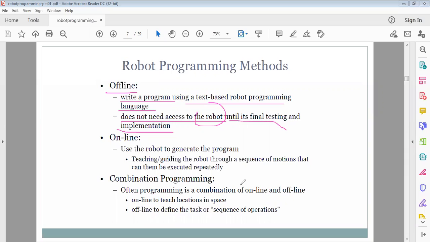We can test that program to see whether it is working properly or not. After checking, you can upload it to the industrial robot.